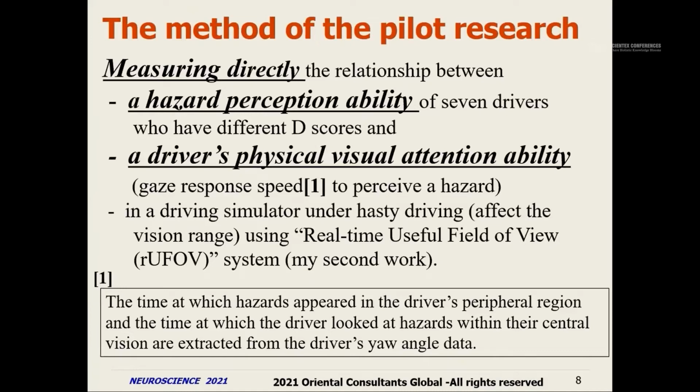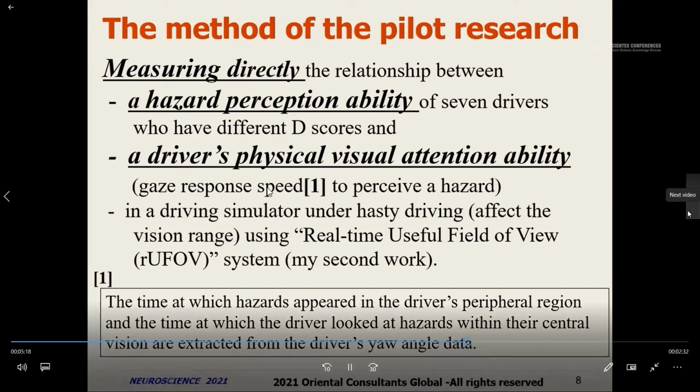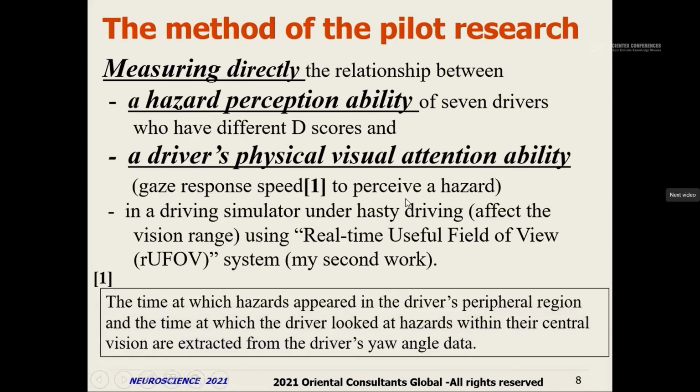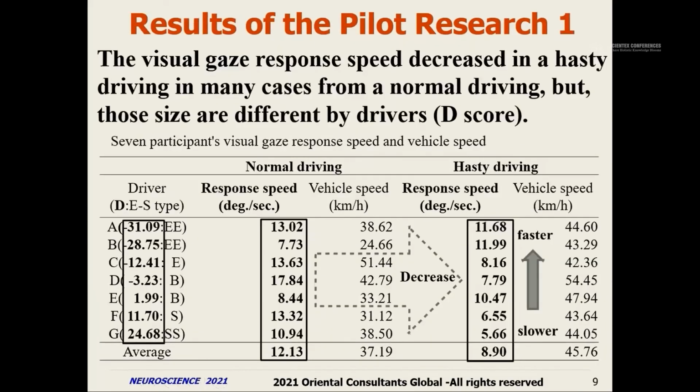Based on the results from the web questionnaire survey, a pilot research was conducted by directly measuring the relationship between the hazard perception ability of seven drivers who have different D-scores and a driver's physical visual attention ability, that is, gaze response speed to hazard, perceiving a hazard in a driving simulator under hasty driving, which affects the vision range, using the real-time useful field of view system developed in my second work. The results are shown in the table.